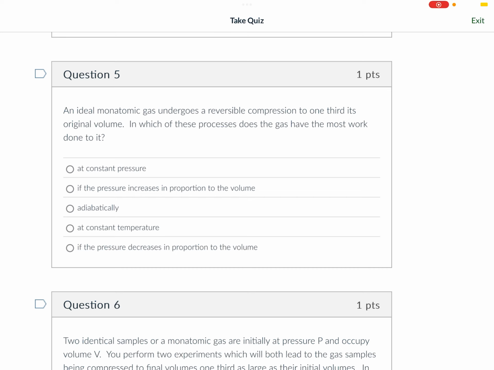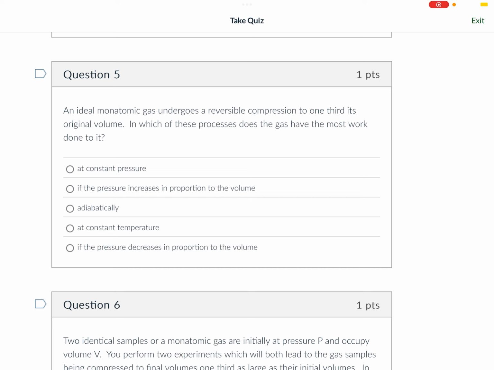An ideal monatomic gas undergoes reversible compression to 1/3 its original volume. In which of these processes does the gas have the most work done on it? Ooh, that's interesting. At constant pressure; adiabatically, if the pressure increases in proportion to the volume; at constant temperature, if the pressure decreases in proportion to the volume. Wow, okay.